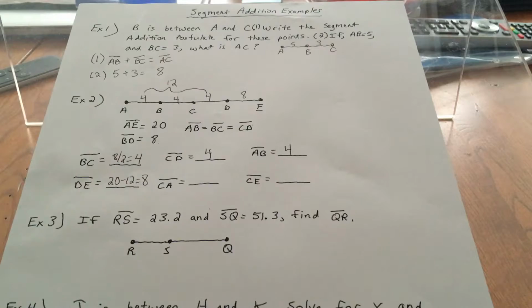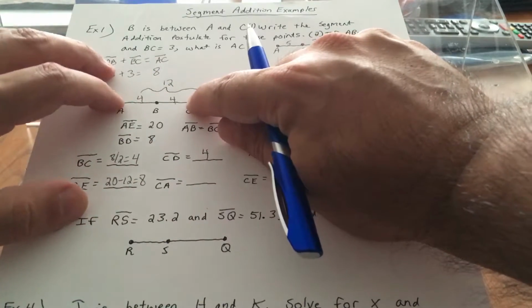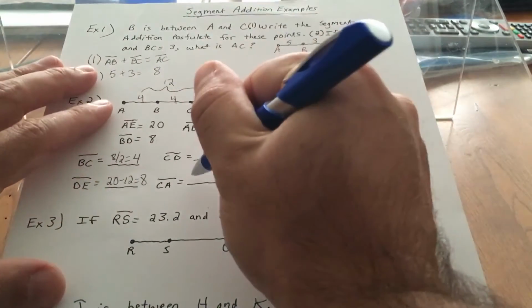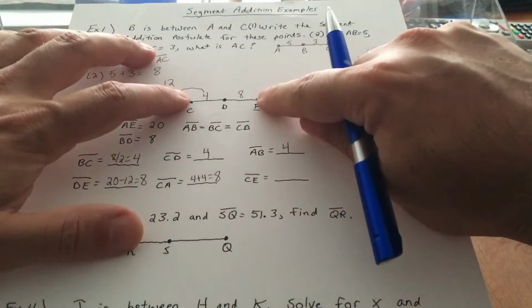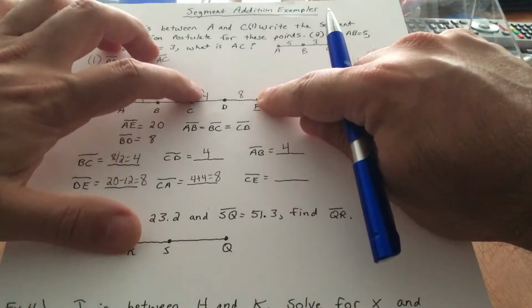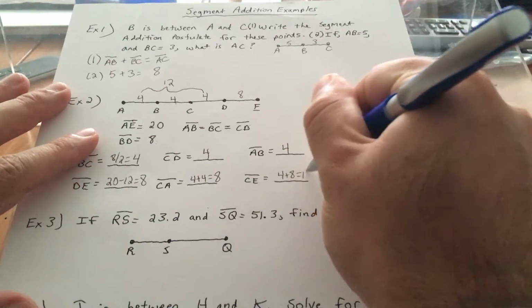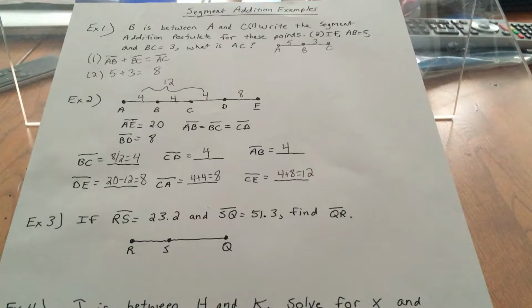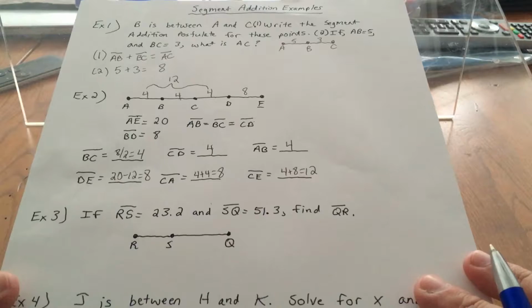Now they want the length of CA. Now that you have the lengths of all the segments, this is going to become really easy. CA is this segment right here. Notice it's 4 plus 4, which is equal to 8. And then they want the length of CE. That's this segment right here. Notice that's 4 plus 8, equal to 12. So there are the answers for all those, and that's how the segment addition postulate is used. Sometimes you know the length of one segment and you want to break it up into smaller segments, and this is a great example to show you how we use it.